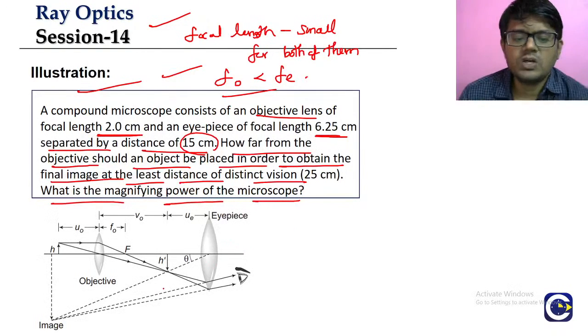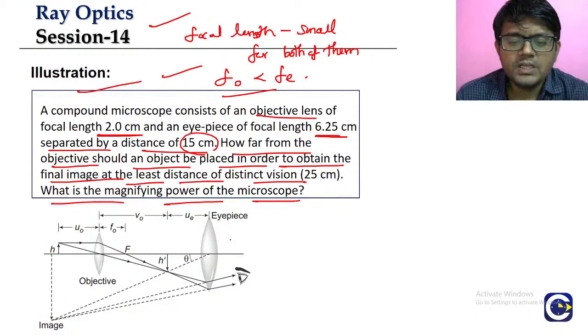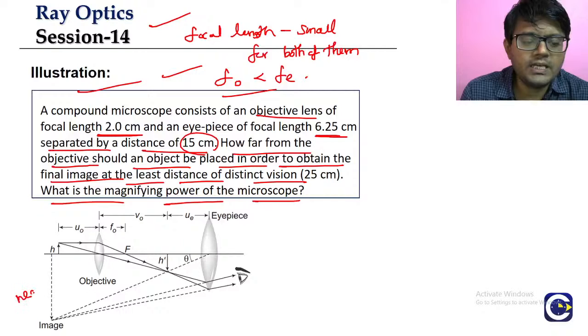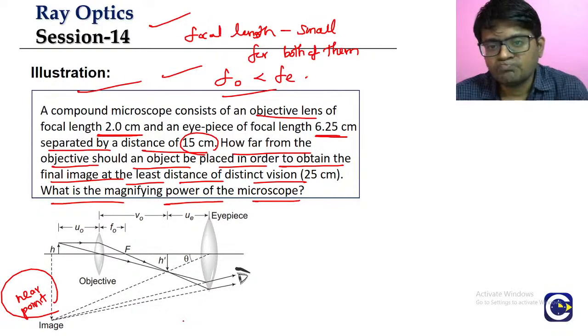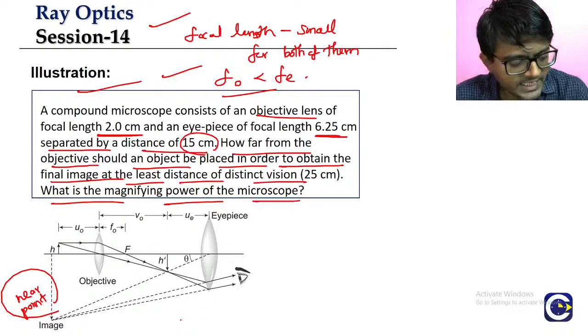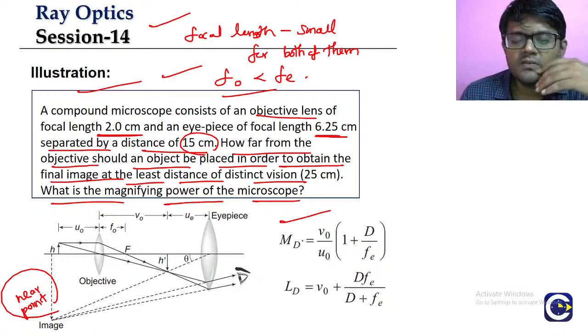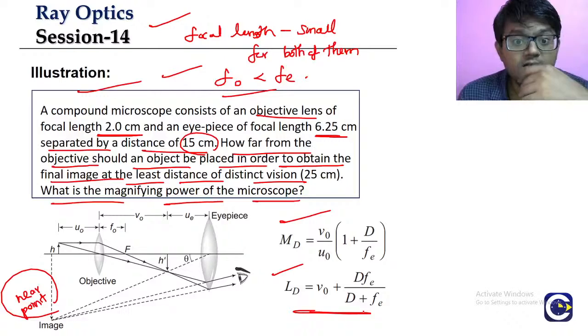So guys, we have talked about this compound microscope. The final image has to be formed at where? It has to be formed at the near point, right? So what are the relations we have? We have the magnifying power formula as well as the length, right? So look at this.